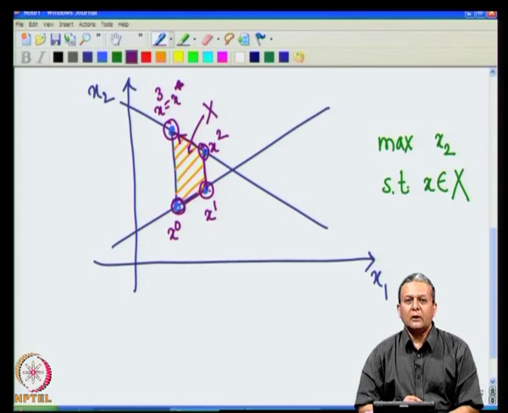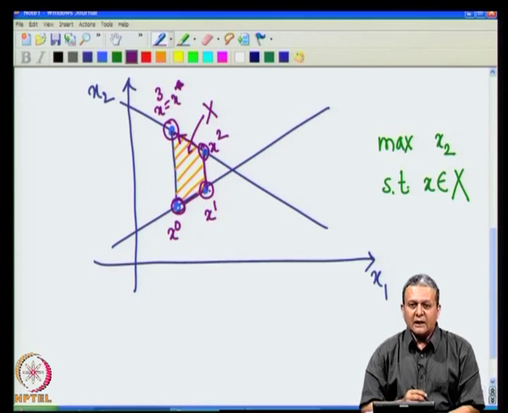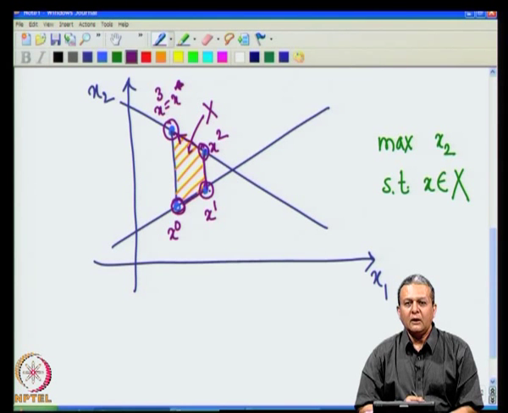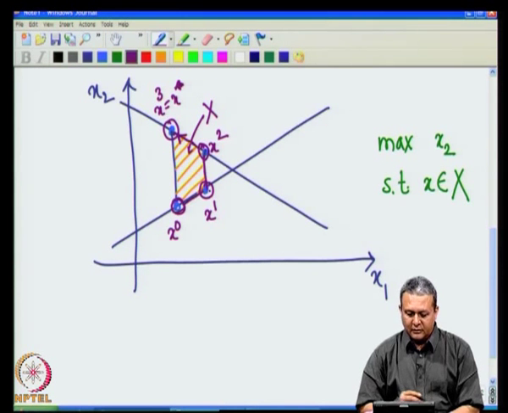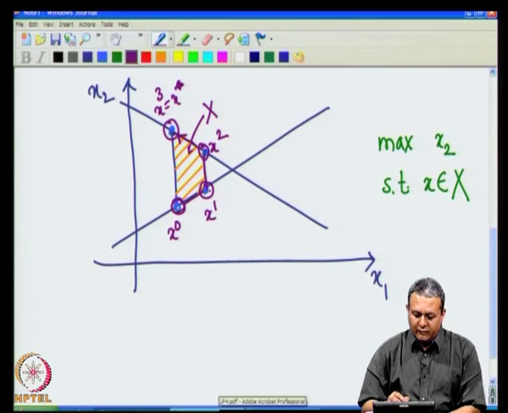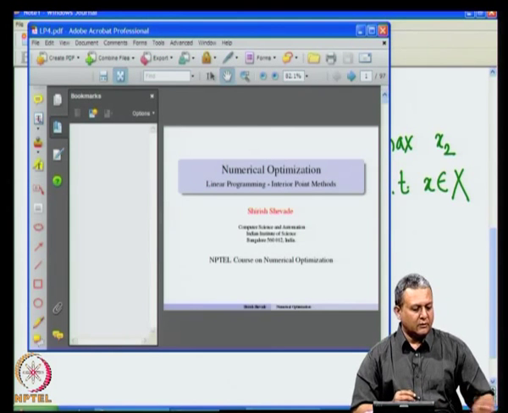So, in 1972, Klee and Minty gave an example where they showed that in n-dimensional space the simplex method will have to visit all the vertices of the feasible region before reaching the solution. So, let us start discussing that.